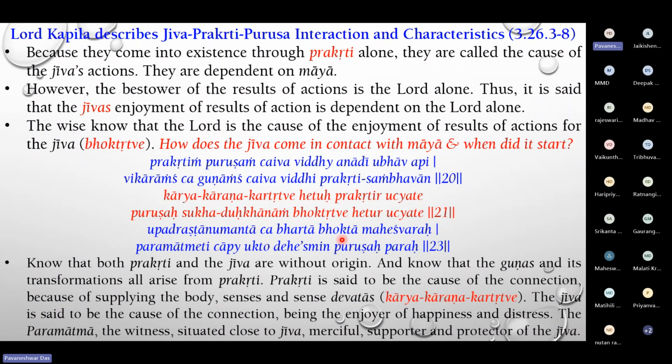And then finally, the Paramatma, who is the ultimate witness, who is situated very close to the Jivatma, in the core of the heart, who is merciful to Jivatma, who will support the Jivatma, who protects all the Jivas, is the provider of our experience of happiness and misery. So it's like that.